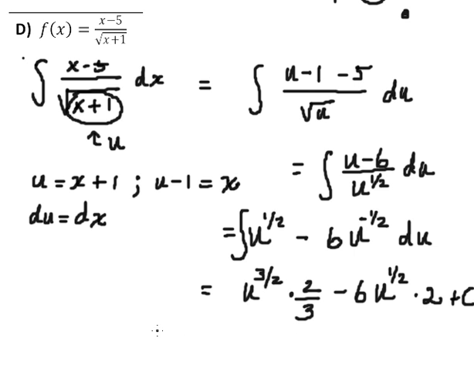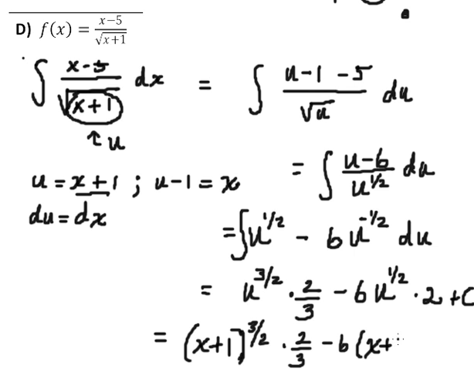And just finish this off by substituting. Instead of u, we put back the x plus 1. Okay, so let's do that. So we have (x plus 1) to the 3/2 times 2/3 minus 6 (x plus 1) to the 1/2 times 2 plus c.